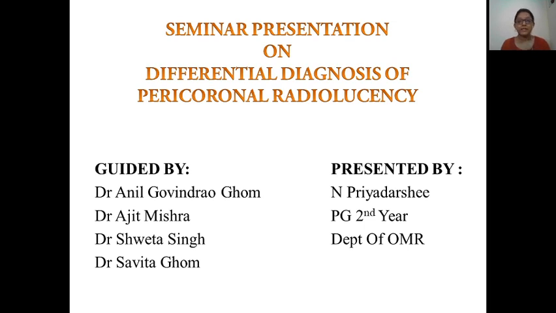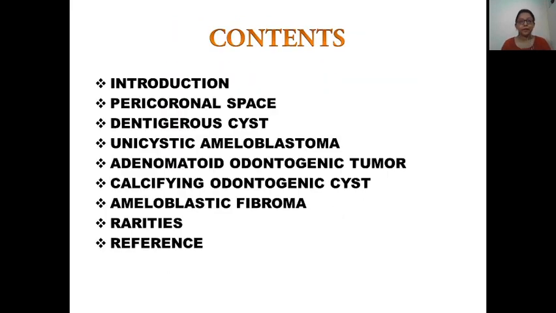and my dear co-PGs. Today I am here to present a seminar on differential diagnosis of pericoronal radiolucency. My contents are introduction, pericoronal space, dentigerous cyst, unicystic ameloblastoma, adenomatoid odontogenic tumor, calcifying odontogenic cyst, ameloblastic fibroma, some rarities and the references.